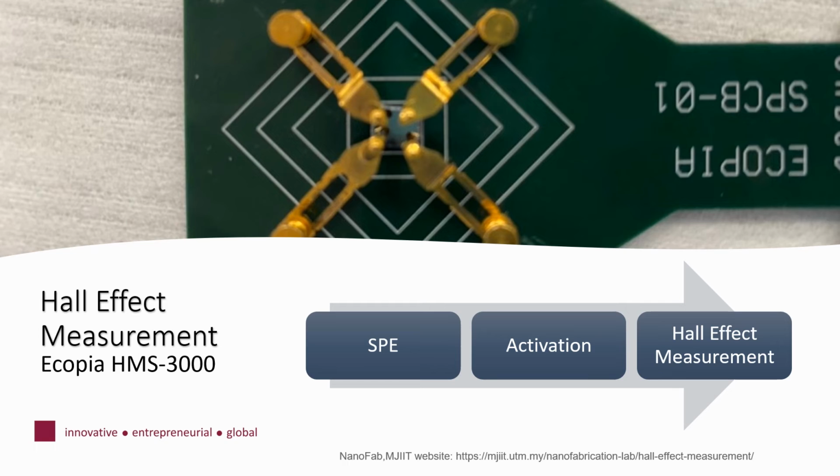Next, after finishing the SPE and activation, we must measure the carrier concentration in the substrate. To measure this carrier concentration, we need to use Hall effect measurement analysis. With Hall effect analysis, we can obtain the IV graph and the sheet resistance of the germanium.